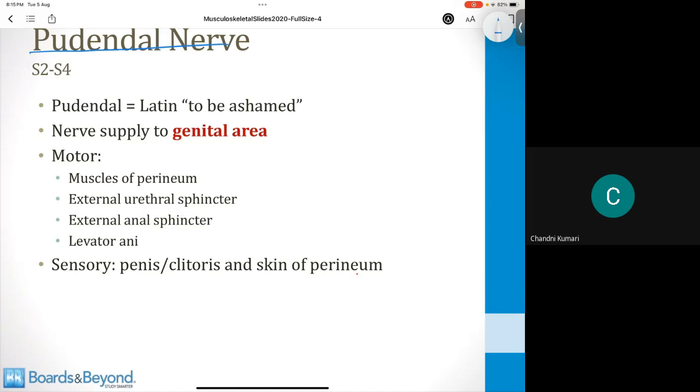Okay. The next one is the pudendal nerve. If you guys remember, we discussed something about the pudendal nerve in which module? In the UWorld of your renal section. Remember? And the First Aid as well.